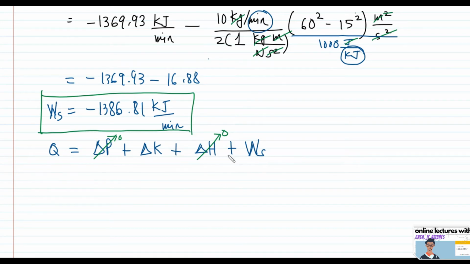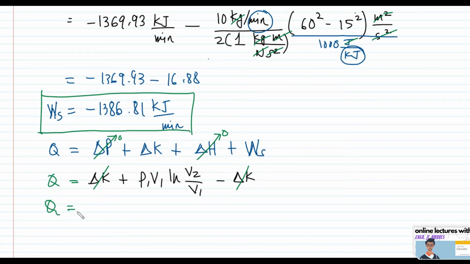Now, your W sub S, so we have delta K. Your W sub S is P1 V1 ln of V2 over V1 minus delta K. So to get your Q, it is simply equal to P1 V1 ln V2 over V1. So in this problem, your heat for the steady flow process and for the non-flow process would be the same.